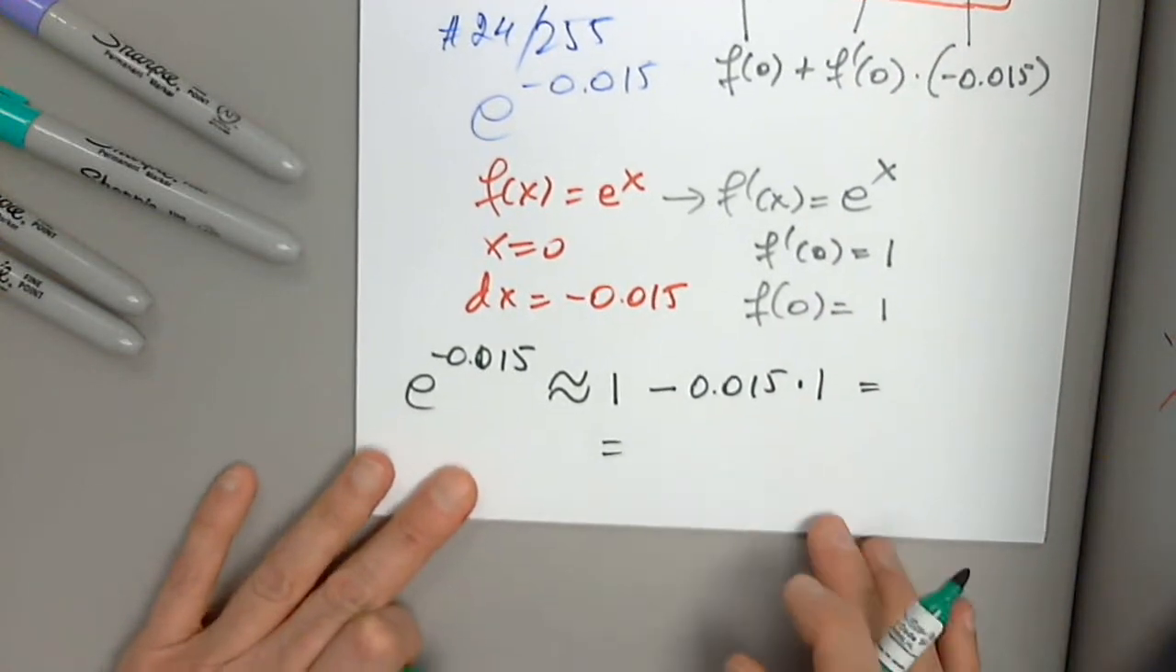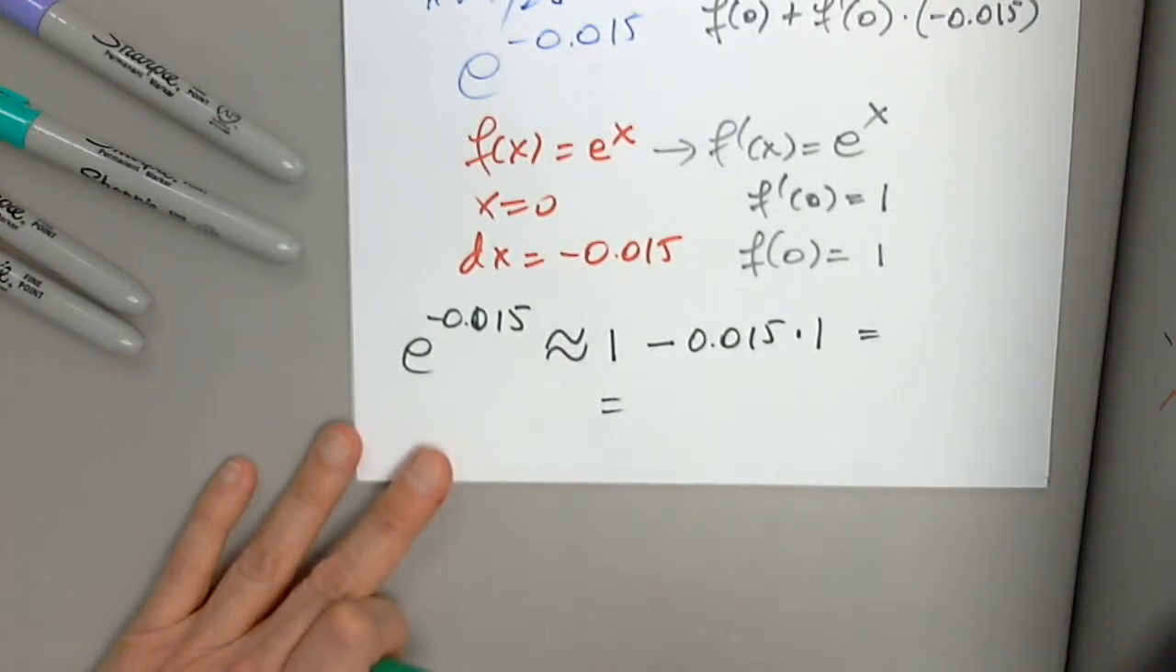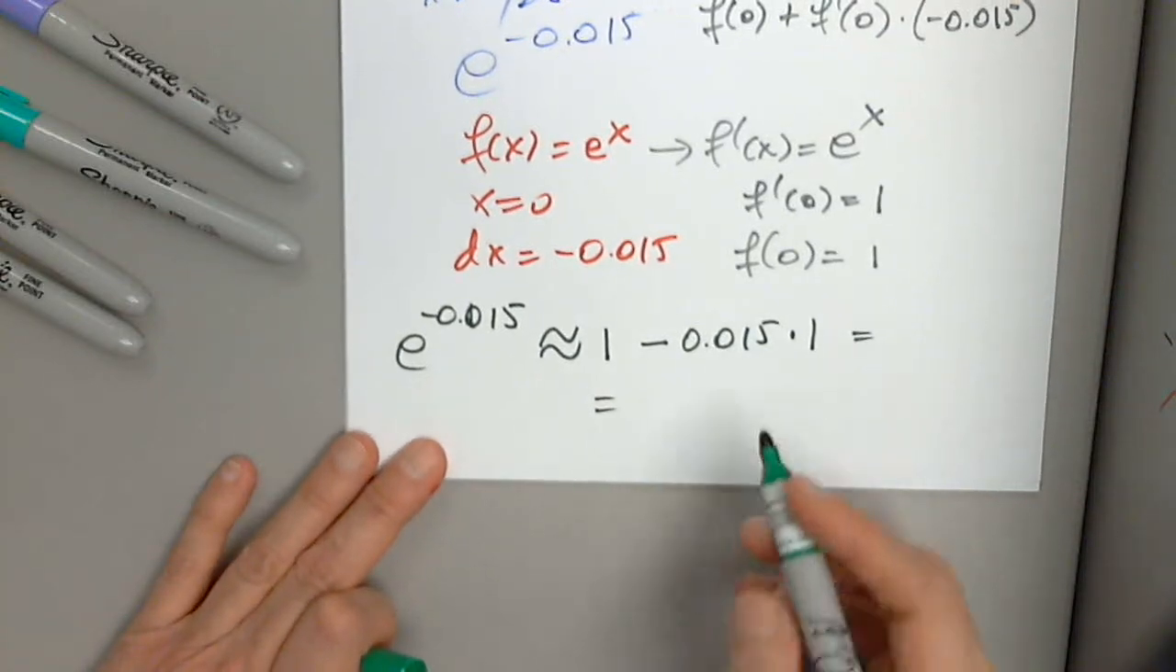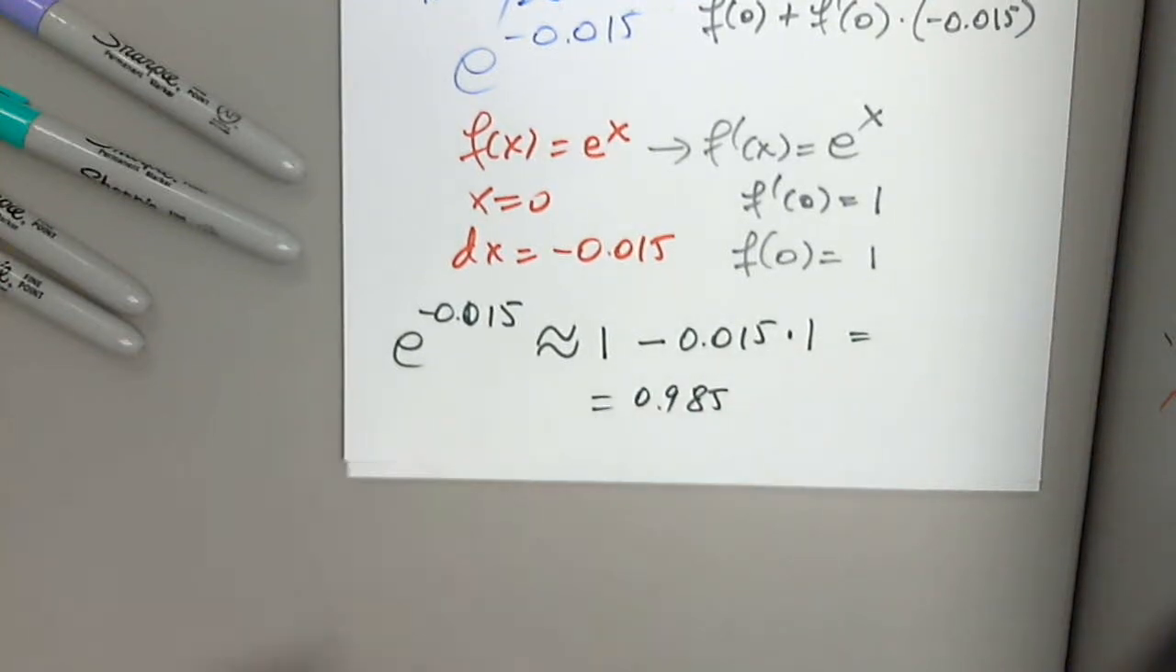You had no idea that you were able to subtract 0.015 from 1 and get e to this number, did you? So this is 0.9850. Do you trust this? You should, but let's not for a moment, and let's take a look.